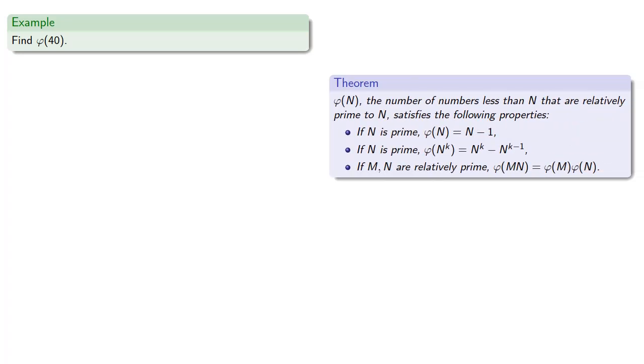So for example, let's find phi of 40. Our theorem tells us that we can find the phi for a composite number by breaking it up into a product of relatively prime factors. And so we note that 40 is 2 to the third times 5. And so phi of 40 is phi of 2 to the third times 5. We can split that: phi of 2 to the third times phi of 5.